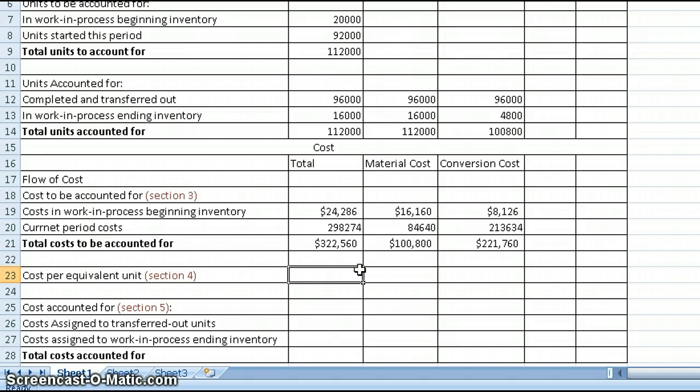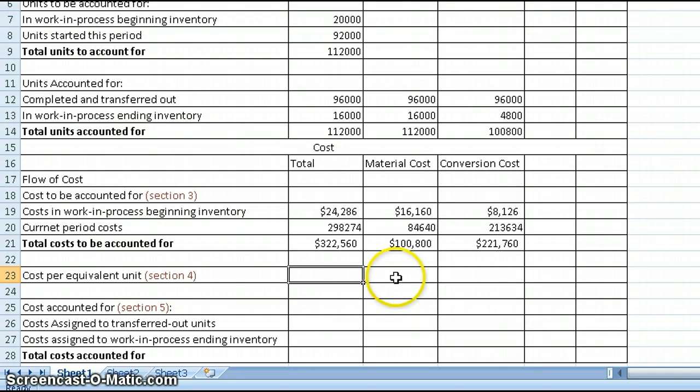For this, we will use the weighted average of unit costs, which is work in process cost plus the current period cost divided by the work in process equivalent units plus the current period equivalent units. We will use the weighted average of unit costs to compute both the material cost and the conversion cost per equivalent unit.